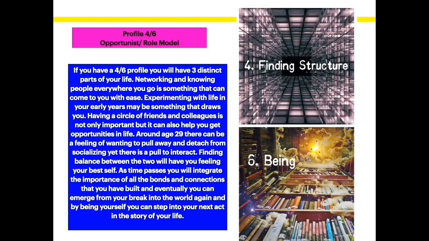So now when we go to the 4/6 profile, we're having somebody who's the opportunist role model. So we have somebody who's all about connections, all about take me as I am, love me as I am. It's all about knowing a lot of people and having a lot of groups that you interact with. Many of your opportunities can come from the groups that you interact with. The 6 line profile is all about 3 stages of life.